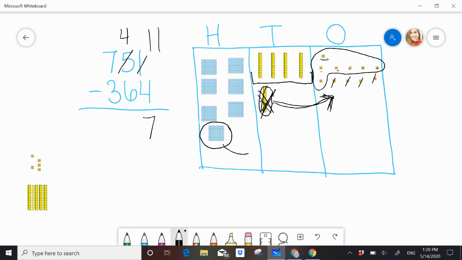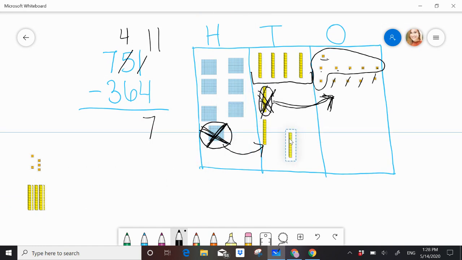So I'm going to go next door, grab this group of 100, and break it apart into 10 rods. So it doesn't exist as a flat anymore. But in our table, we're going to break it apart into individual rods.